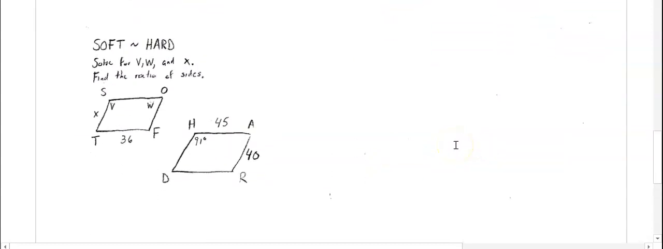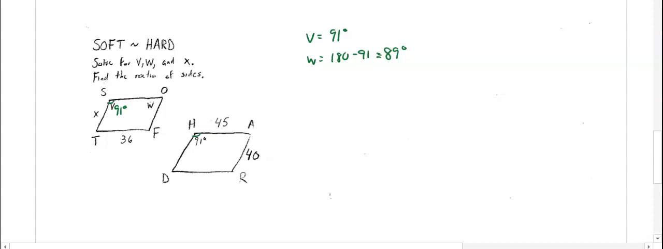In our last problem here, we have parallelogram SOFT is similar to parallelogram HARD. We want to solve for v, w, and x and find the ratio of the sides. So remember, in a parallelogram our opposite angles are congruent, our consecutive angles are supplementary. So S and H are going to be congruent angles. They're the first letter of the name, so v is going to equal 91 degrees. Then to get w, because it is a consecutive angle, we are going to subtract from 180 to get that w is 89 degrees.